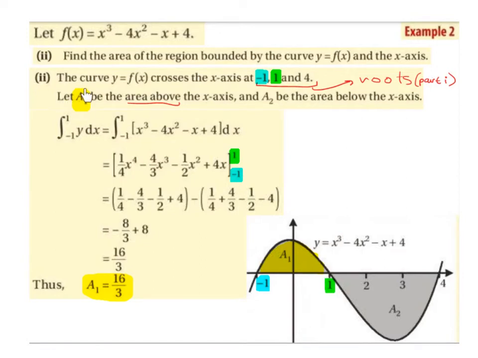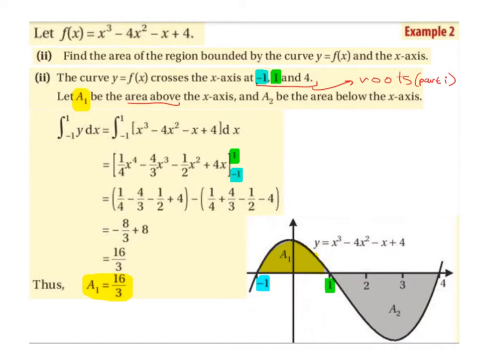Let A1 be the area above the x-axis. So we're going to call this area above the x-axis A1, highlighted in yellow. And A2 be the area below the x-axis. So this area, this grey area here is A2. So we need to find both areas and add them together. So we're going to start off with A1.